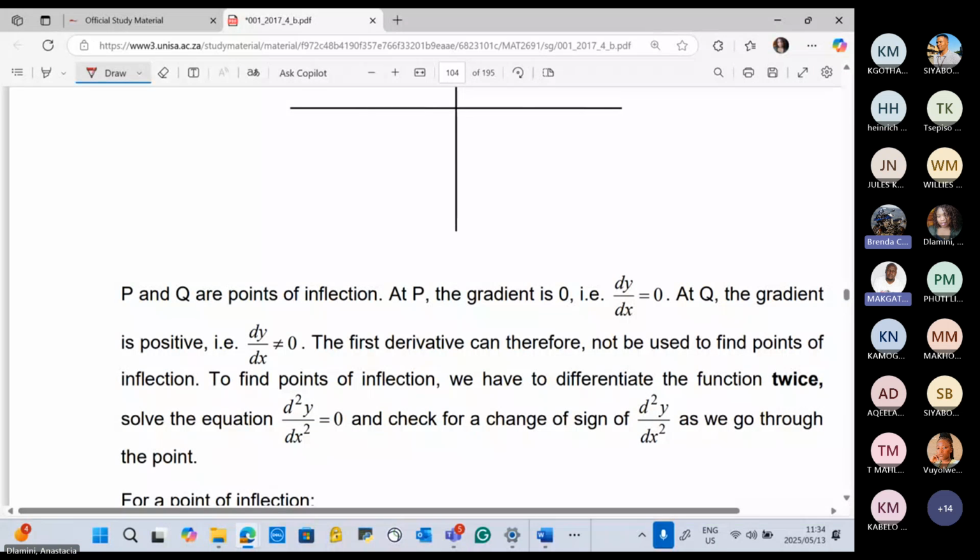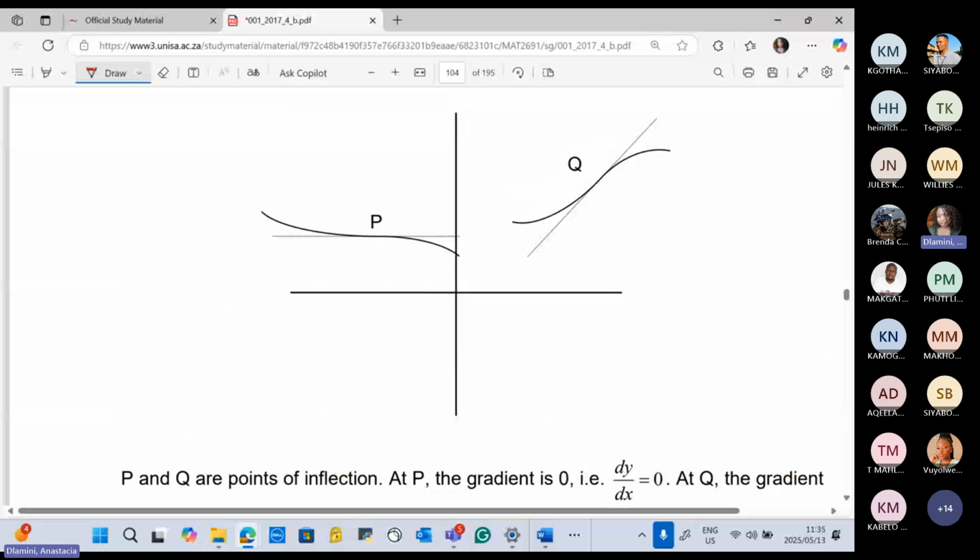Sorry, ma'am, are you saying we can't find the point of inflection at P only, or is it a combination? We are saying that we can't find a point of inflection by using the first derivative, because remember the first derivative represents the gradient of a tangent line touching at one particular point on the curve, right? Now, if for P it was a horizontal line, and for Q it was also a horizontal line, then we could use the first derivative.